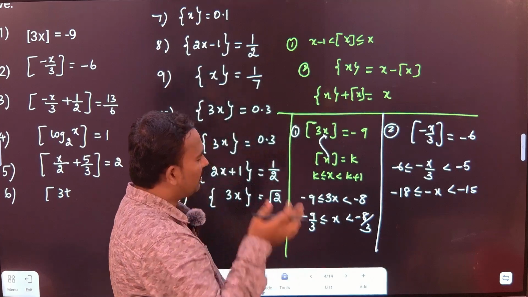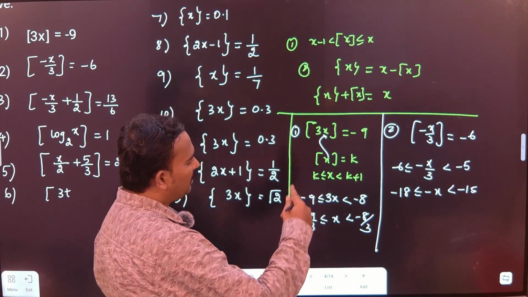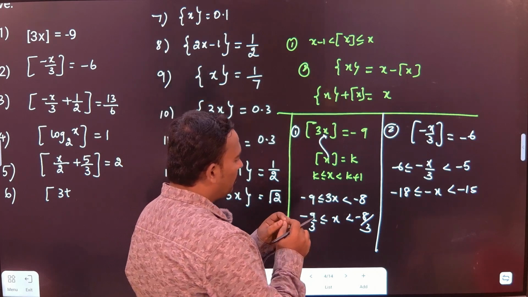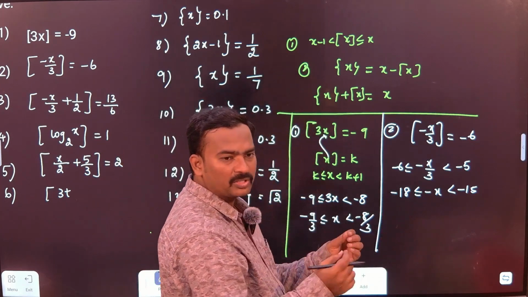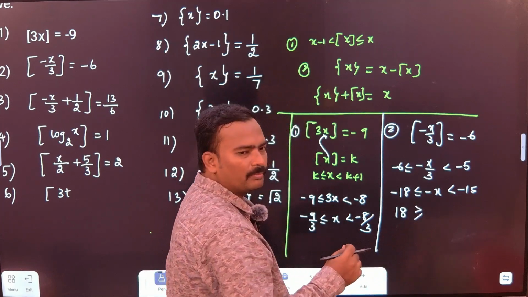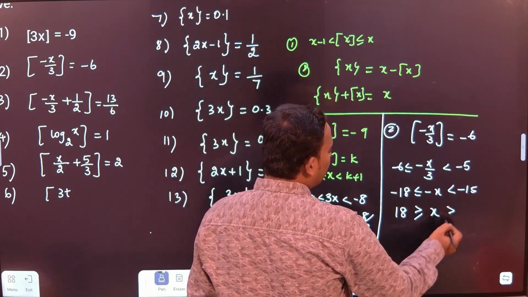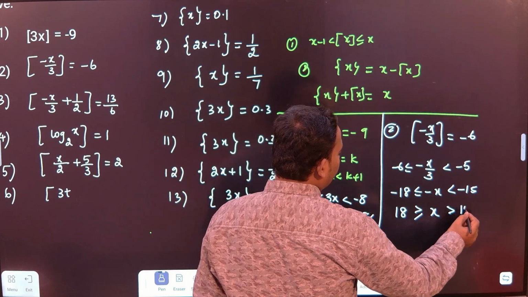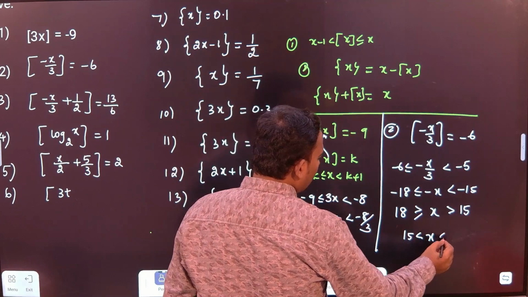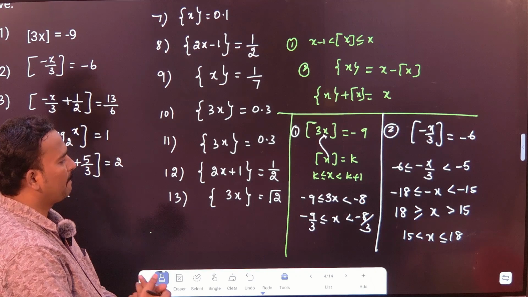So I hope everyone understands, right? Okay, so 3 you can multiply with minus 18, and with minus 15. So we need to find x values. The minus 1 is disturbing. How to remove this? You have to multiply by negative 1. When you multiply by negative 1, the inequality will change. So 18 is greater than x, which is greater than or equal to 15. Therefore, x from 15 to 18 is possible, right? Okay, fine.